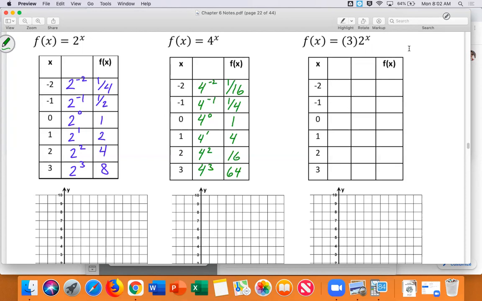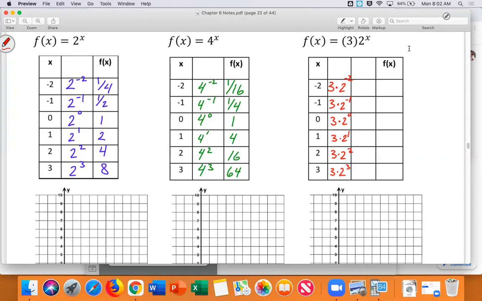All right, let's look at f of x equals 3 times 2 to the x, okay? So this would be 3 times 2 to the negative 2. This would be 3 times 2 to the negative first. This would be 3 times 2 to the 0. This would be 3 times 2 to the first, 3 times 2 to the second, and 3 times 2 to the third.